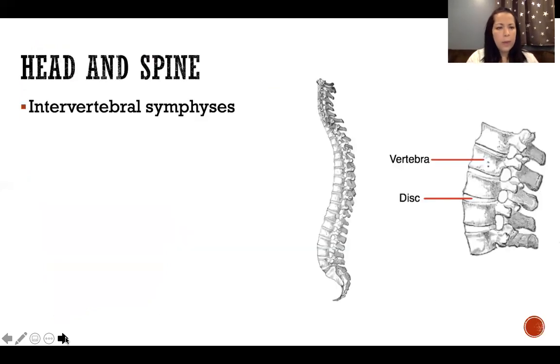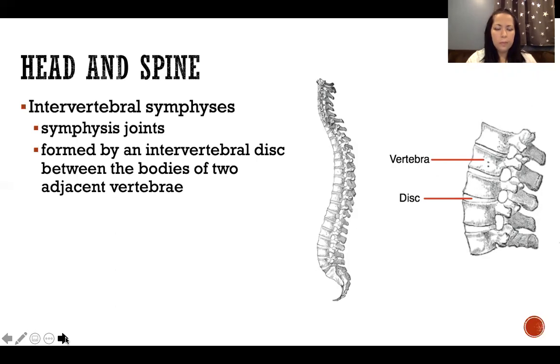Okay, the head and spine. Continuing on here, we have the intervertebral symphyses. So I mentioned that we have symphysis joints between every pair of vertebrae. I mentioned that in our fibrous and cartilaginous joints lecture. So every single disc is forming an intervertebral symphysis between the vertebra above it and the vertebra below it. So collectively, those are all the intervertebral symphyses. So those are symphysis joints, which are a type of cartilaginous joints.